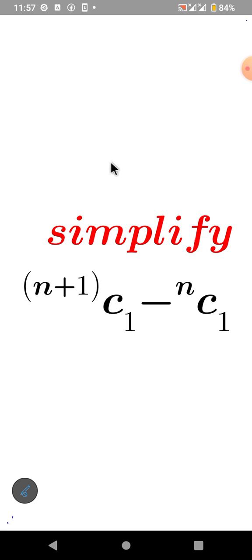In today's video, I'll be simplifying this combination expression. Now, I'm going to write the combination formula first. So I'll say n combination r is equal to n factorial all over r factorial open bracket n minus r close bracket factorial. So this is the combination formula.